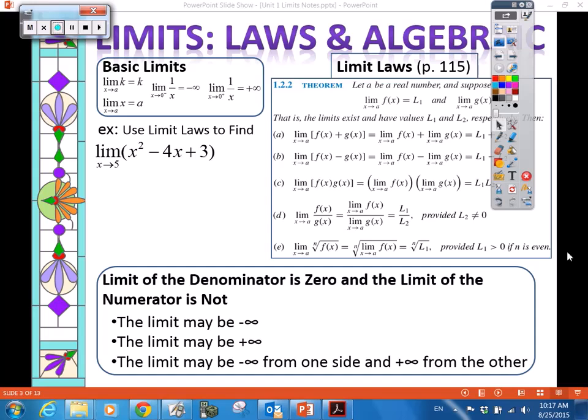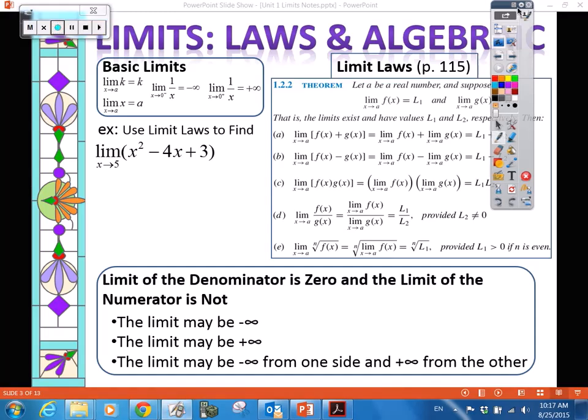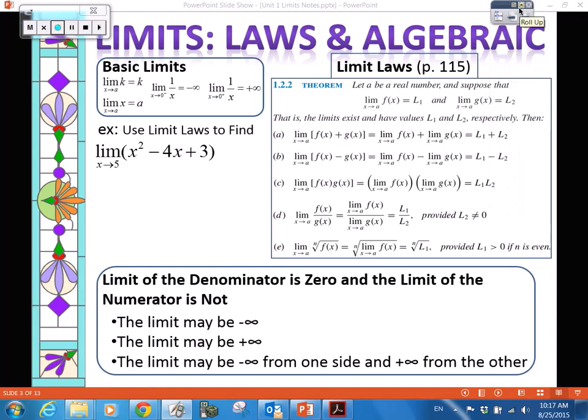Let's take a look at today's lesson. Today we're going to be looking at the limit laws and algebraic limits. So you probably recall from last year about limit laws. And in fact, limit laws are so awesome. They're so nice and flexible.